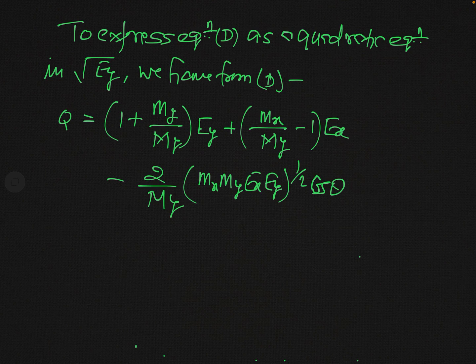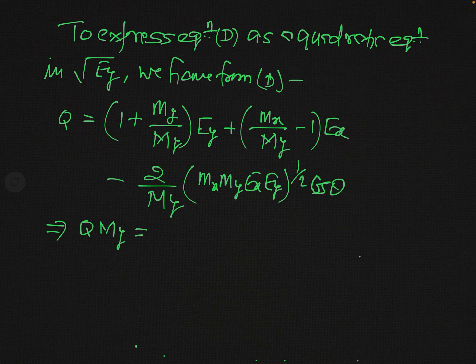This is just equation D. I have just written the same equation. Now let us take in RHS the LCM, and that LCM will actually be My, and you can multiply it by My in LHS. So you can write this as Q into My, or you can simply say we multiply this equation both sides by My.